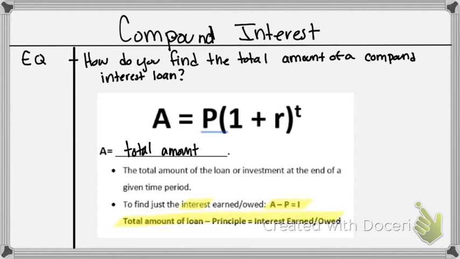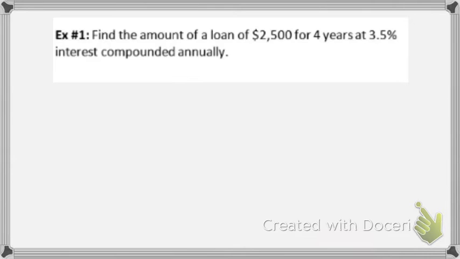And that's what this says right here. So it's just a faster way of getting the total amount that you owe at the end of a loan, or how much money you gain at the end of an investment. Okay. So in the first question, it says find the amount of a loan of $2,500 for 4 years at 3.5% interest compounded annually. So in a question, it will say compounded annually, and when it says that, we have to use the formula A equals P times 1 plus R to the power of T.